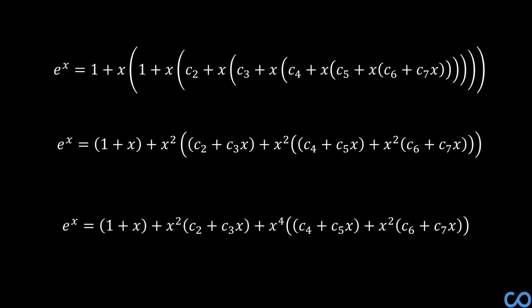Repeat the grouping, this time relative to x to the fourth. The resulting Estrin schema requires a little more work than Horner's schema, while providing the ability to evaluate subexpressions in parallel.